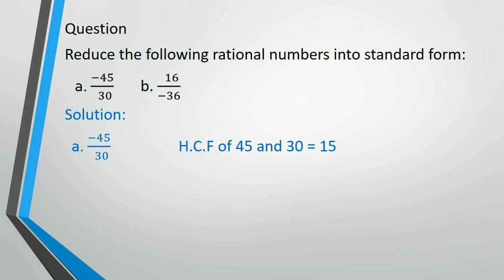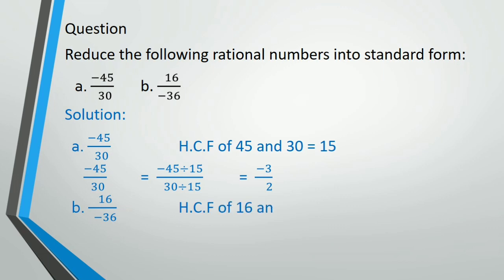Therefore, here first of all we consider first one minus 45 by 30. We find out the HCF of 45 and 30, that is 15. Now dividing both numerator and denominator by the HCF of these two numbers, we get minus 3 by 2. You can also do it by dividing both numerator and denominator by its common factors several times.